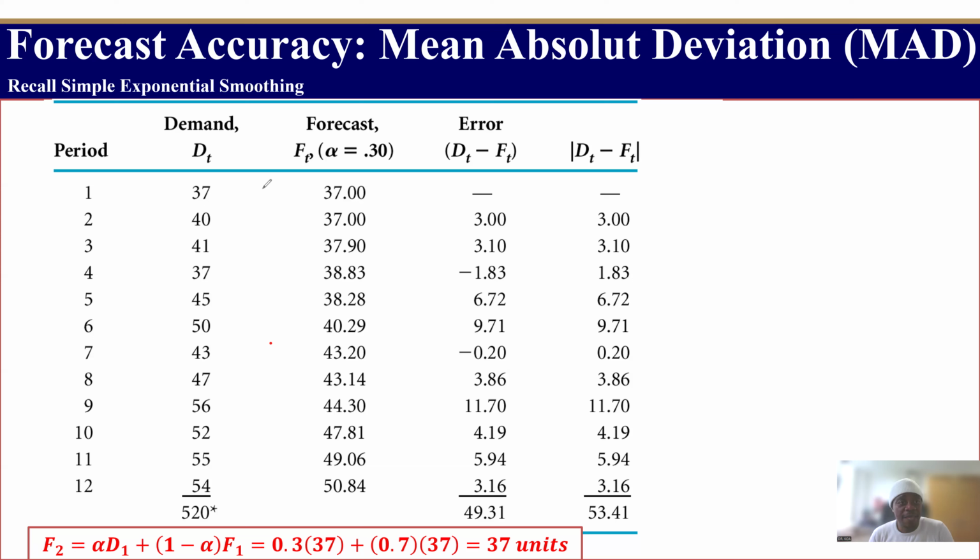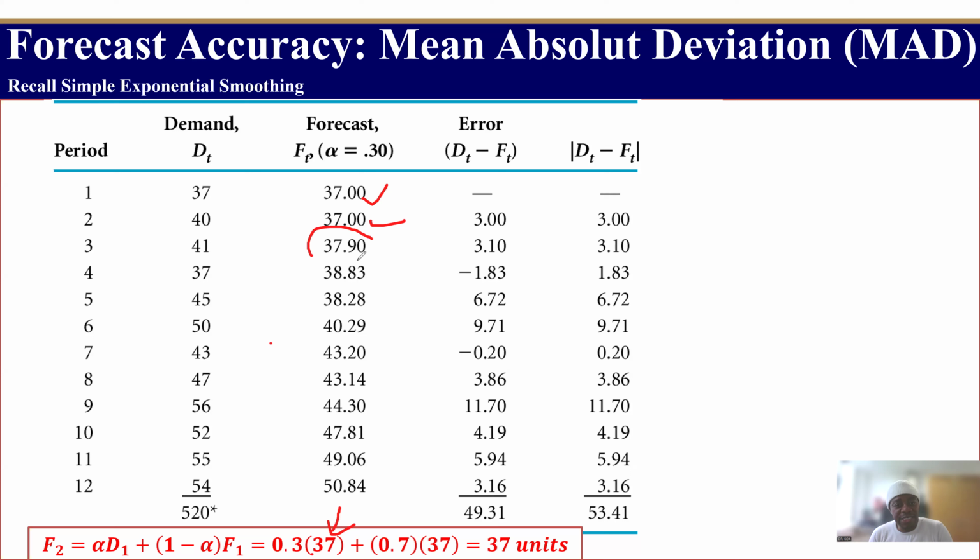We've done this already. Now, for period 2, you need the current demand, which is 37 here. Then you need the current forecast, which is also 37. So I substitute 37 here and 37 here, and you find the answer and you get 37. So you can see that the forecast for period 2 is also 37.